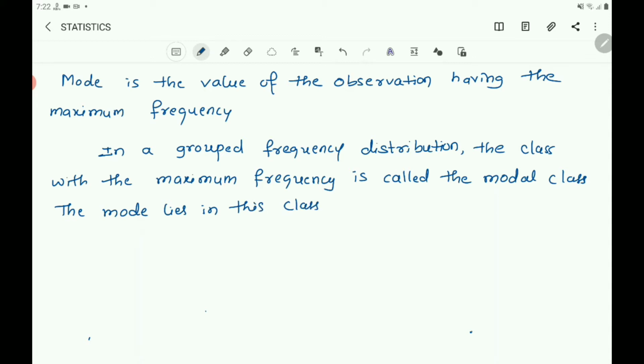The mode of a grouped frequency distribution is found by using the formula: mode equals L plus (F1 minus F0) divided by (2F1 minus F0 minus F2), into H, where L is the lower limit of the modal class, H is the size of the class interval, F1 is the frequency of the modal class, F0 is the frequency of the class preceding the modal class, and F2 is the frequency of the class succeeding the modal class.